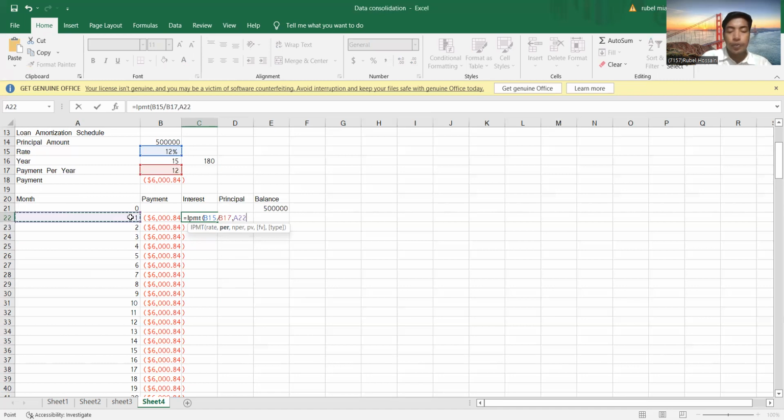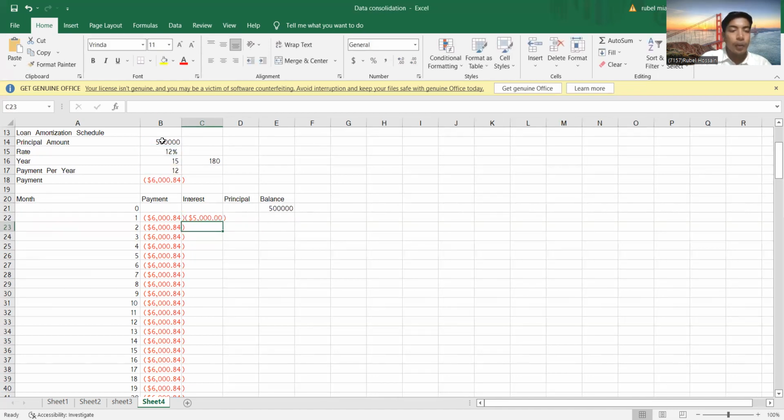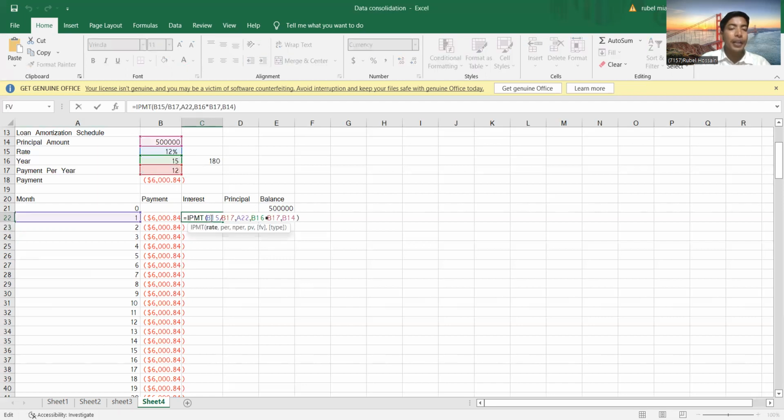Then comma, then again the same option, number of years per year, then multiplied by payment per year. Then comma, then present value. Then bracket close, then enter. Here the interest for the first month is $5,000. So what will be the second? We don't know. This is why we have to freeze again.